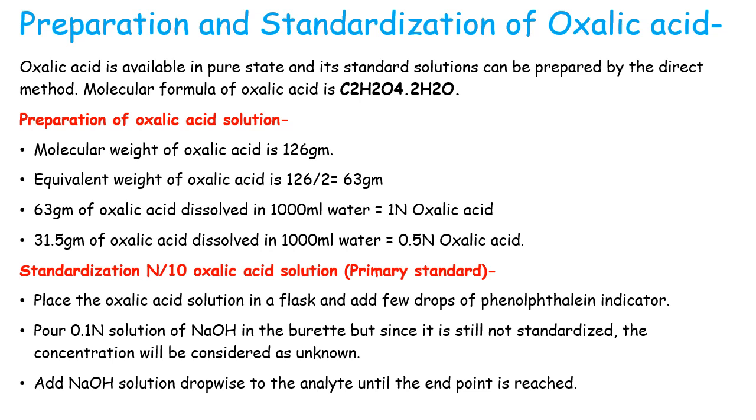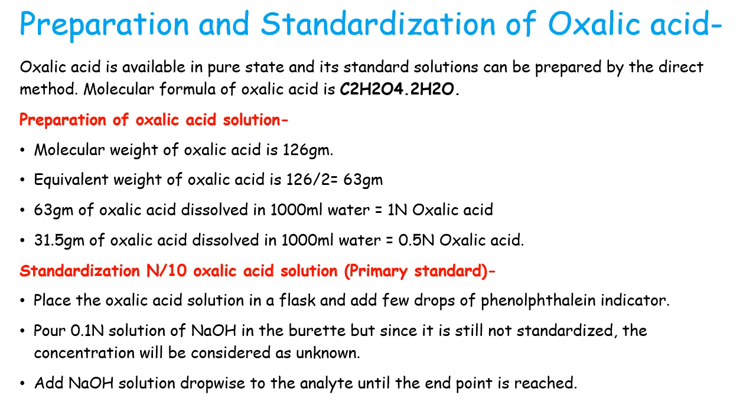Molecular formula of oxalic acid is C2H2O4.2H2O. Preparation of oxalic acid solution. Molecular weight of the compound is 126 gram. Equivalent weight of oxalic acid is 63 gram. For preparing normal solution, 63 gram of oxalic acid is dissolved in 1 liter water.